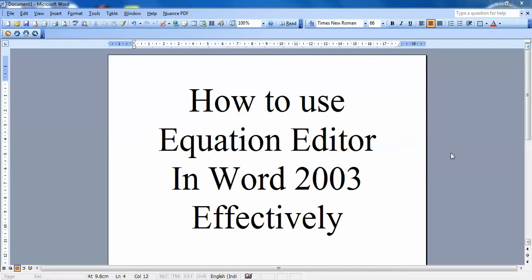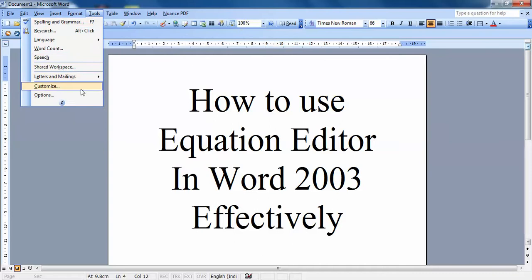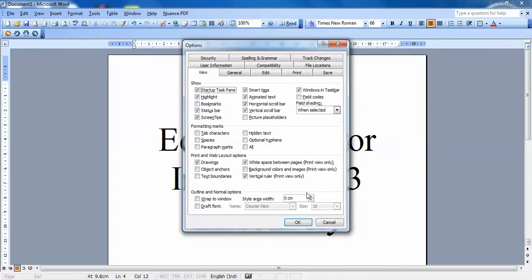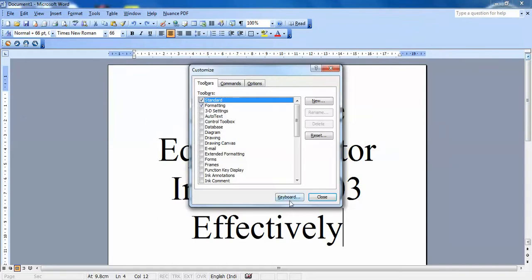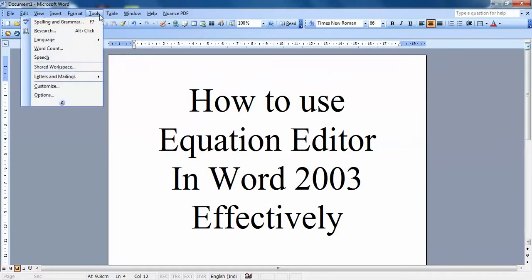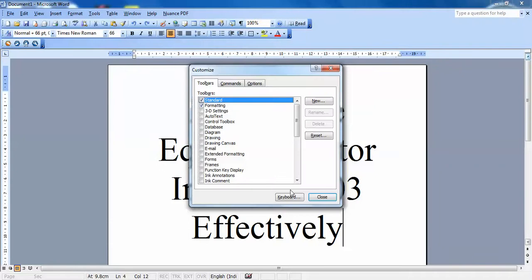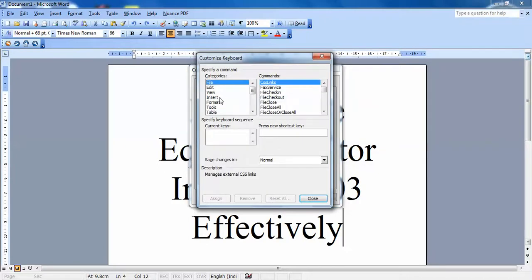Before we begin this, first we shall create a shortcut for the symbols as well as the equations. So for that, what we do is that we go to tools, we go to customize, then we go to the keyboard, select insert from the categories, then come down, you will find equation, insert equation over here. Now press Ctrl I and then E and then click assign.